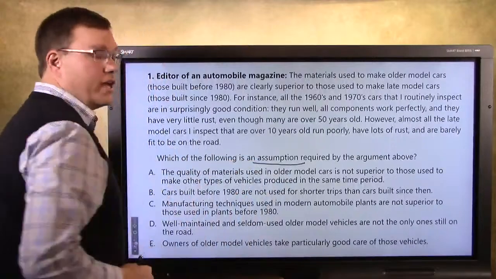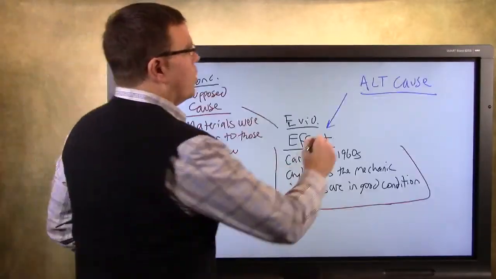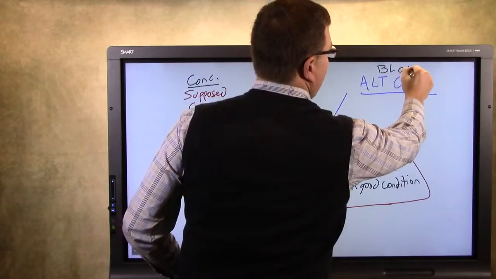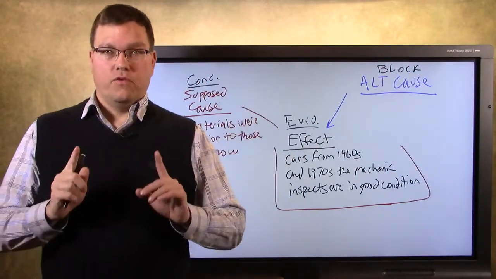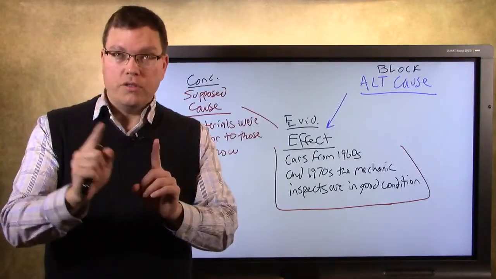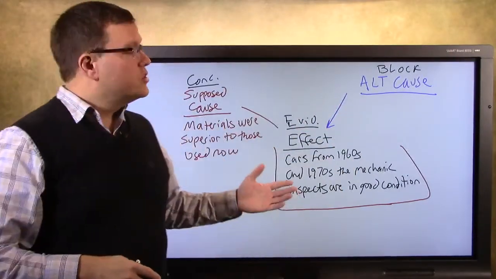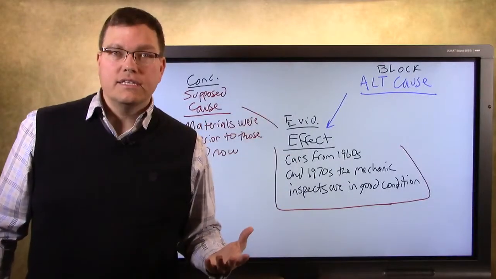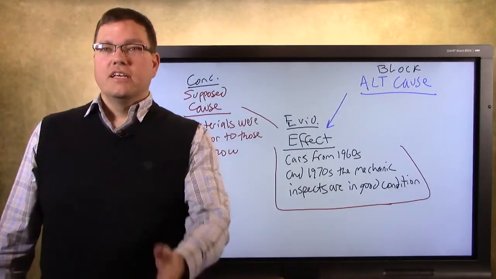For an assumption question, which this one is, what you want to do is you want to block an alternate cause. Okay? So for a weaken question, you want to show that there's another cause. For an assumption, you want to block that cause. So what's a potential cause for the cars being in better condition?